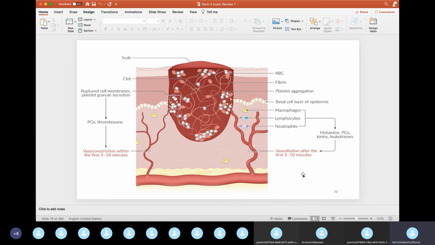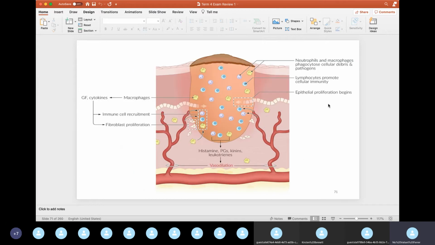Okay? So here we have wound healing. Vasoconstriction within 5 to 10 minutes. Why? Because you have a ruptured cell membrane, you have platelet granule secretion, you have an increase in prostaglandin and thromboxane. I have a stab wound, transient vasoconstriction. Afterwards, I have vasodilation. Why? Because macrophages are going to be there, lymphocytes are going to be there, neutrophils are going to be in there, which increases what? Histamines, prostaglandins, kinins. These are vasodilators, your leukotrienes, right?